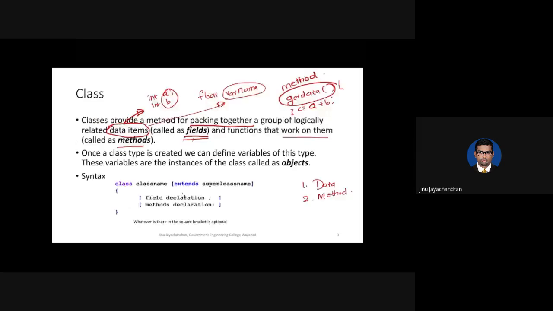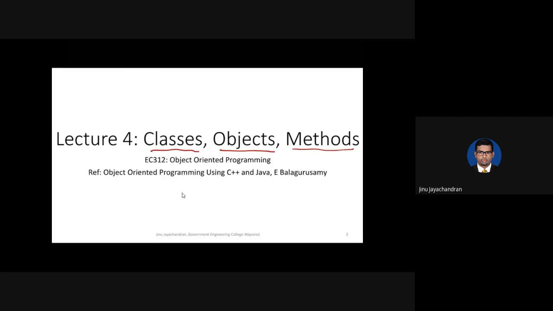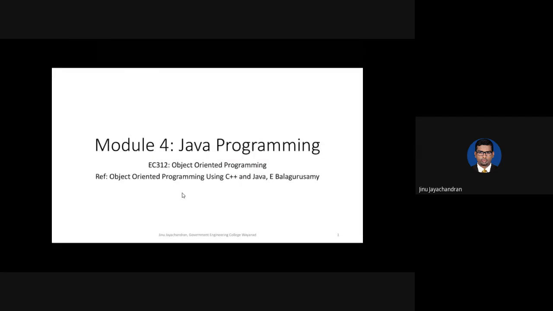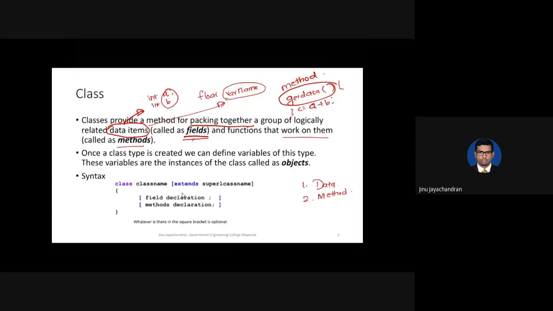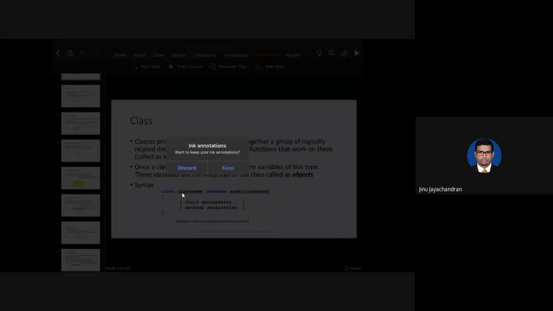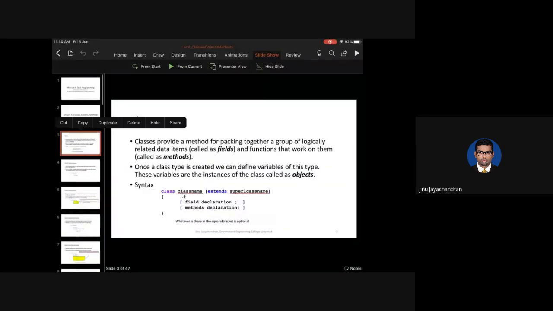So, as I said earlier, we are going to look at the module for Java programming, and we'll be looking at the next lecture on classes, objects, and methods. Classes, objects, and methods are the basic building blocks of a Java program. Without classes, objects, and methods, you cannot write a Java program. So it is very important that we understand what each of these terms means. Before I move into the explanation, I'll clear out whatever I have written and start again.